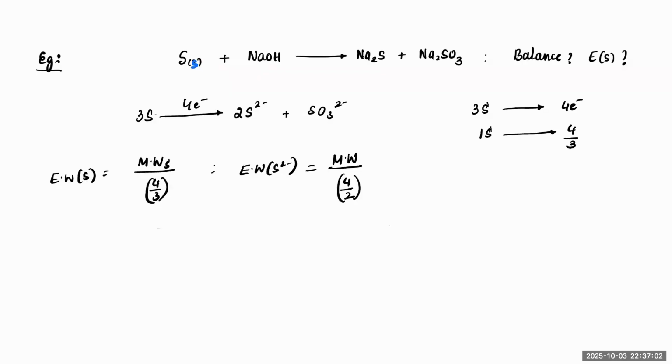Similarly, if I ask you what is the valency factor of SO3 2 minus, in that case it will be molecular weight by 4 by 1. So that will be the equivalent weight.